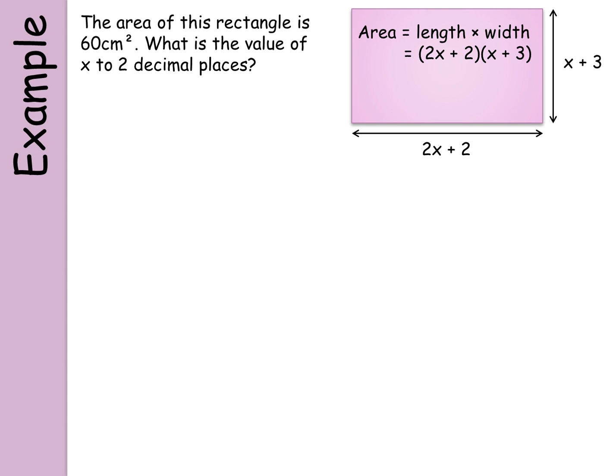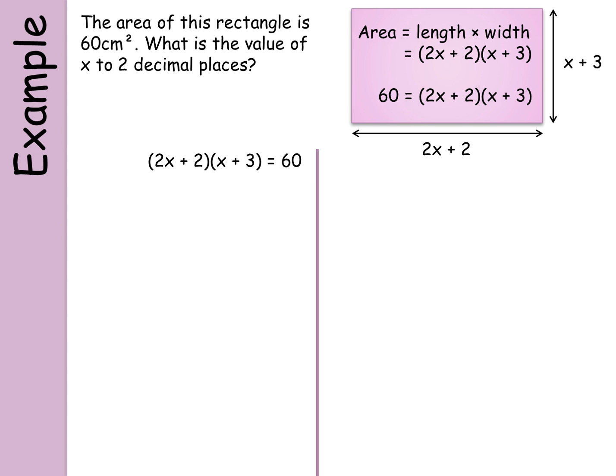So we've got two brackets multiplied together, and they've told us in the problem that the area of that rectangle is 60 centimetres squared. So we know that when we multiply length by width, so we multiply 2x plus 2 by x plus 3, we get the answer 60. Write down your quadratic equation to start with.